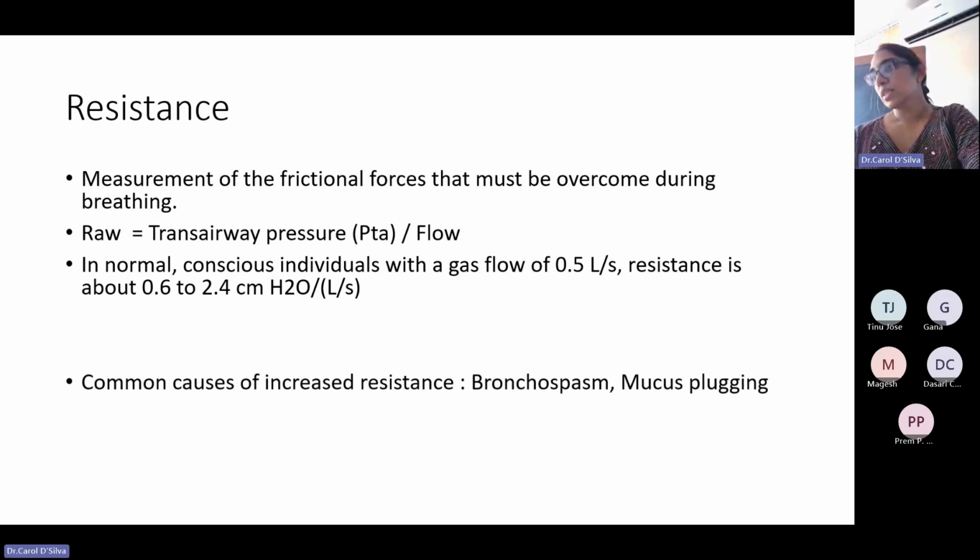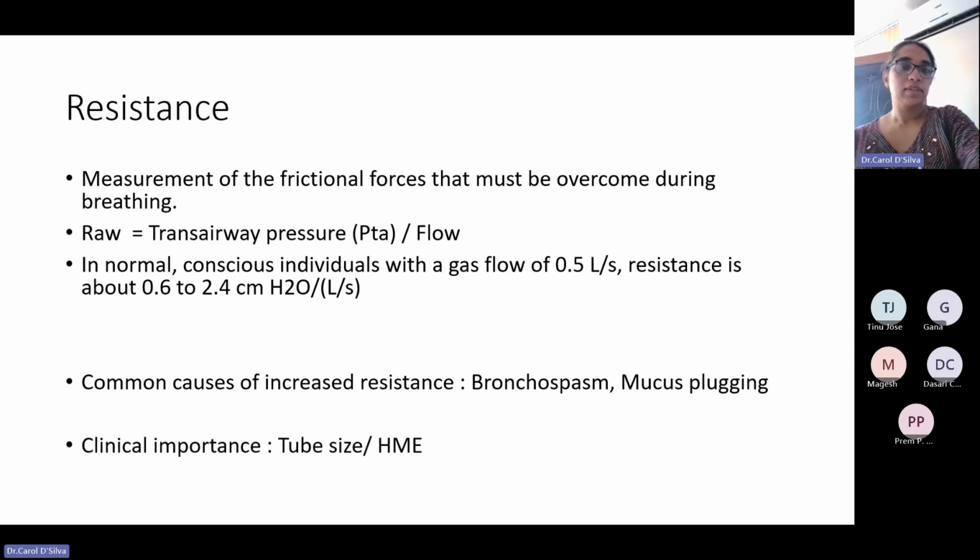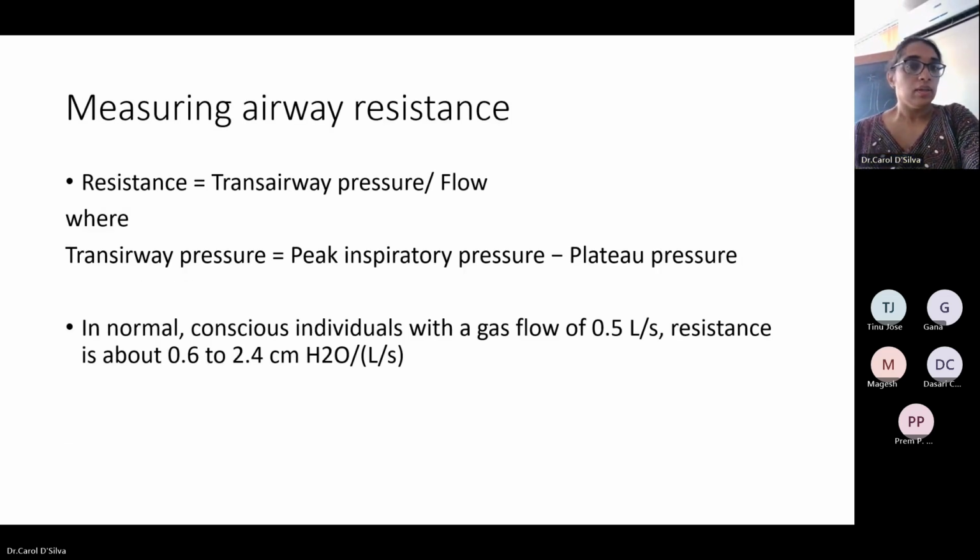So common causes that you see: normally the sister will call us, peak pressure is high, peak pressure is high. Peak pressure being high does not only mean increased resistance. It's one of the causes. Your first thing is to either give bronchodilators or suction the patient. So these are common causes: bronchospasm, mucus plugging, kinks of the tube, patient biting the tube, and so on and so forth. So this is the clinical importance, like I told you.